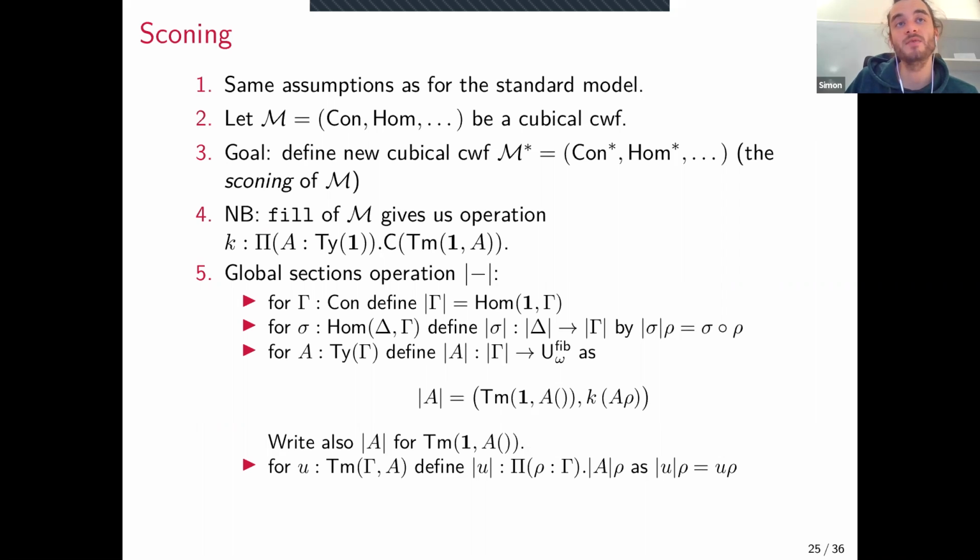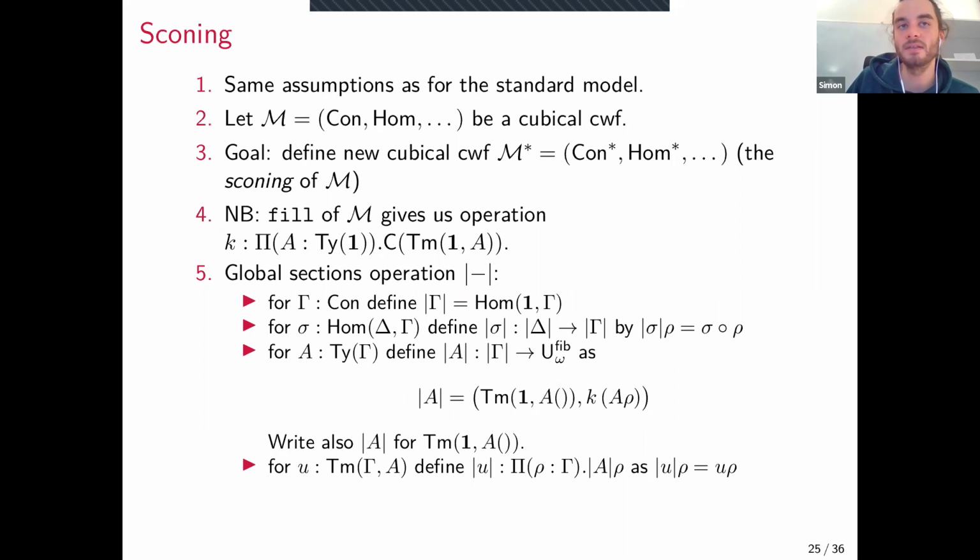And for types, we define this bar A, which is now a fibrant type over the global sections of gamma. And it's just the closed terms of A. And these also have a fibrancy structure. But I usually will not really talk about the second component. I will just write bar A also for the first component here.